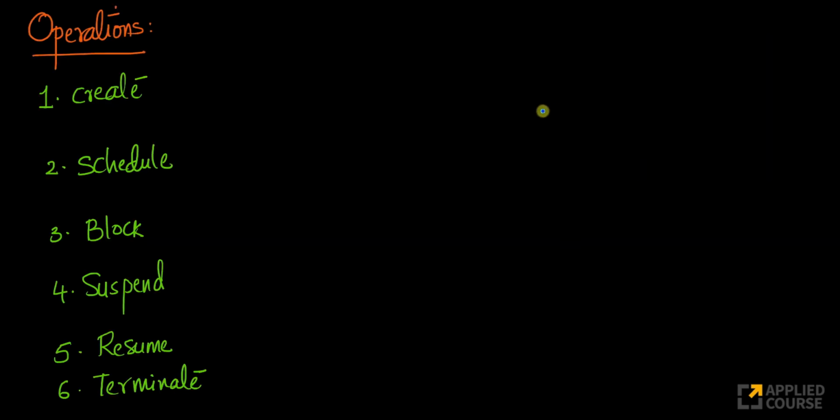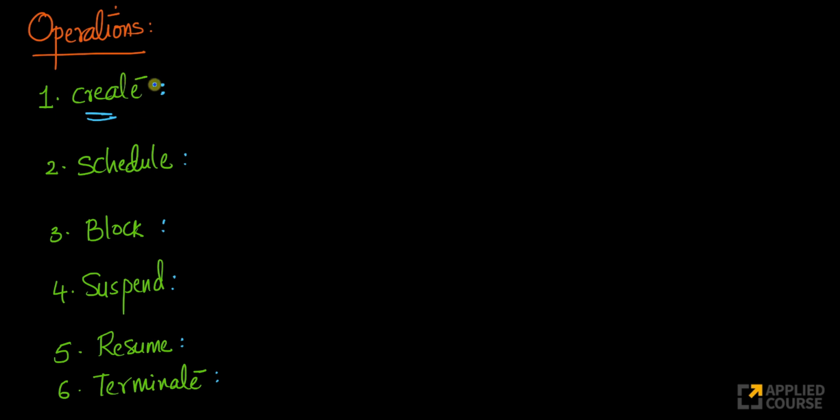Okay. Then there are a bunch of operations that we perform on a process. This is very, very important. Again, this is also a broad categorization. When we learn about the life cycle of a process, we'll learn much more detail about it. First, let me give you a high level overview of all the operations that we perform. First, we create a process.